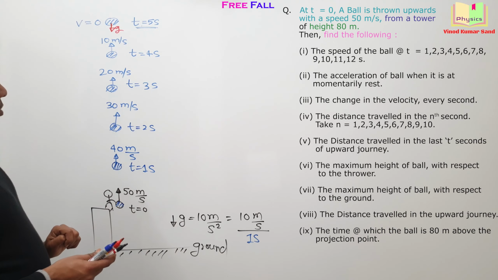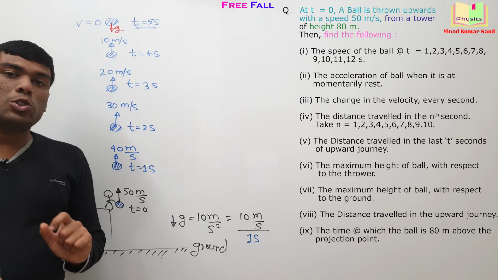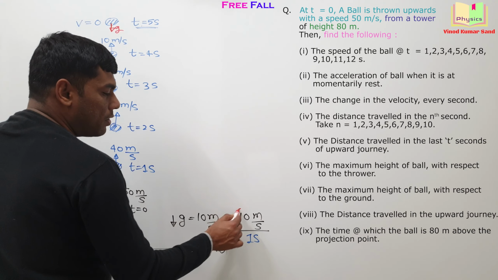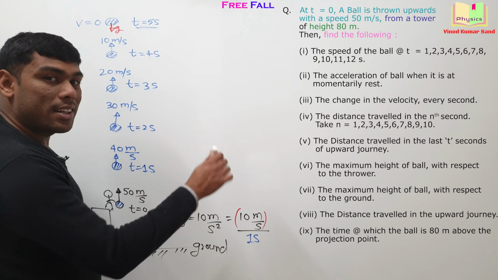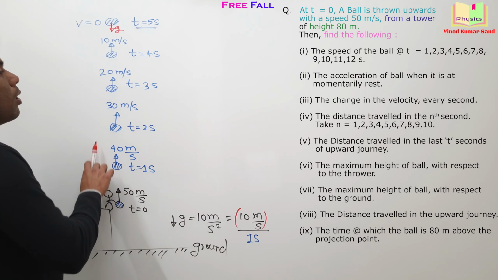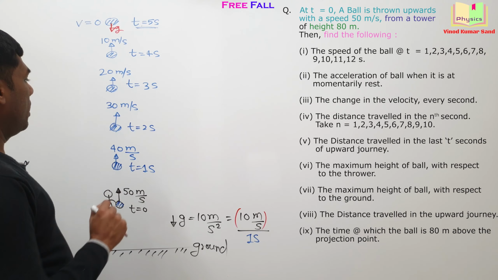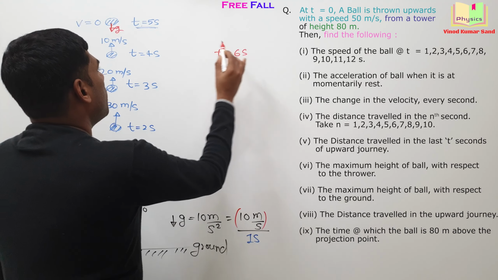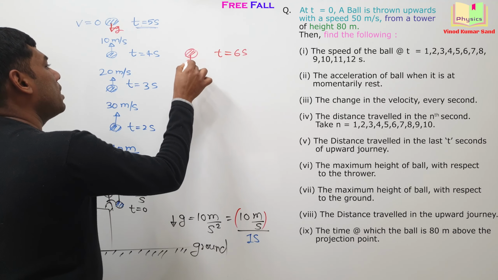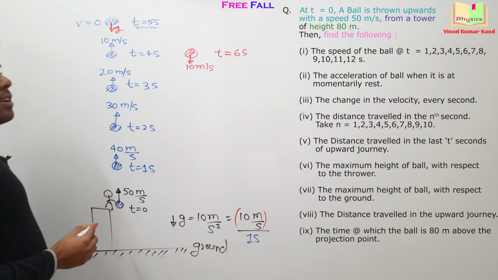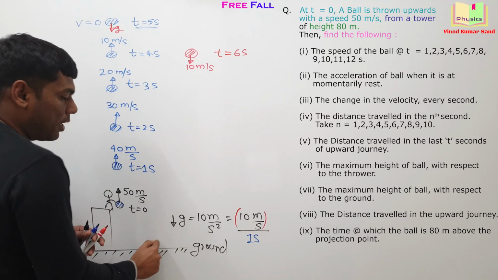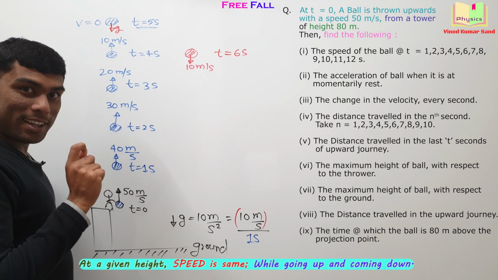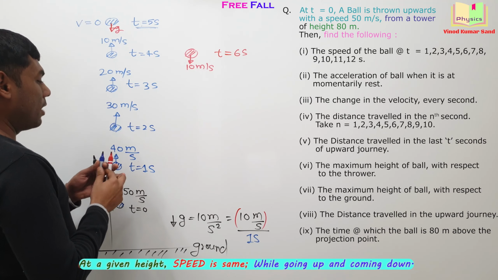Okay, fine. Now we can answer the next question. How much is the change in the velocity every second? Change in the velocity every second is 10 meter per second in the downward direction, whether the ball is going up or coming down. Okay, t is equal to 6 second. If we want to draw the diagram, the speed of the ball will be 10 meter per second. See the interesting thing, at a given height from the ground, the speed while going up and while coming down, they are same, they are equal. It's an important thing to note.